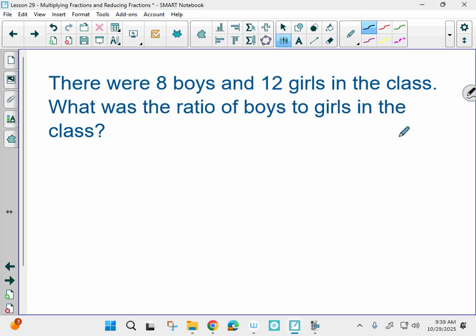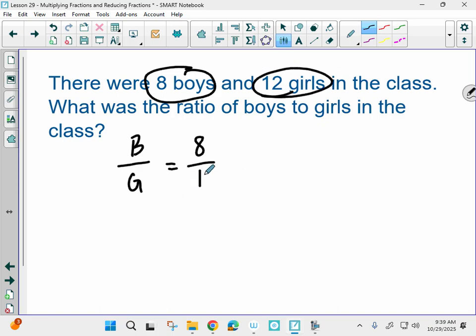There were 8 boys and 12 girls in the class. What is the ratio of boys to girls? So I want to see that you're doing boys to girls. There are 8 boys, so that goes on the numerator. And there are 12 girls, so that has to go in the denominator. And I do want you to reduce. Again, 4 is the biggest number that goes into 8, and 4 goes into 8 twice. And 4 is the biggest number that goes into 12, and that goes in 3 times.